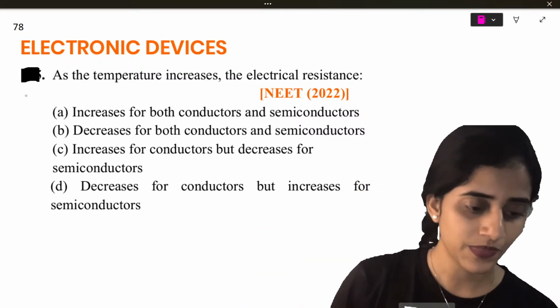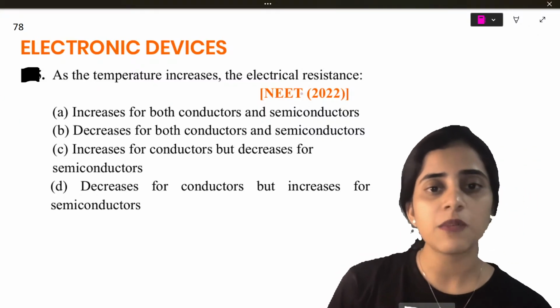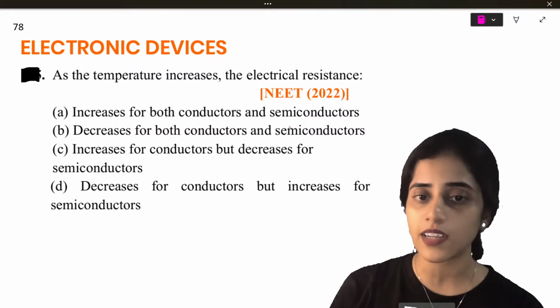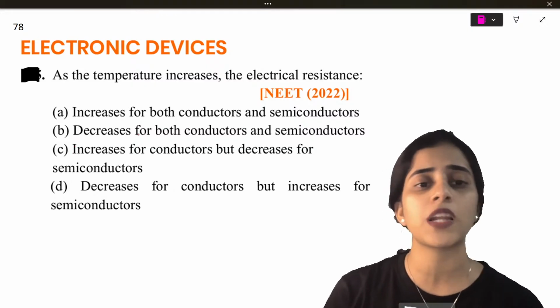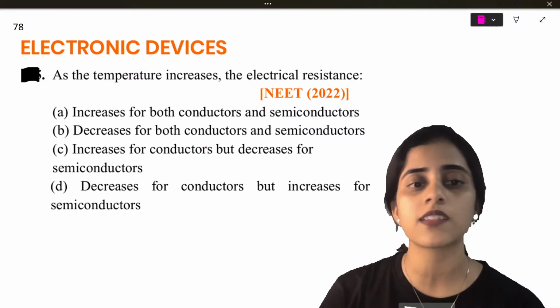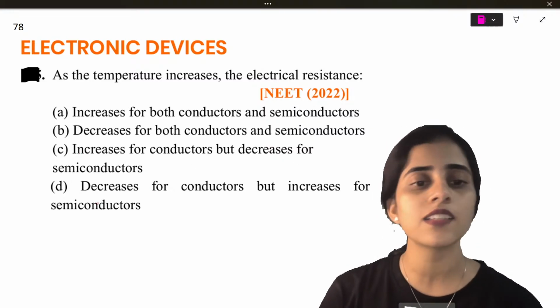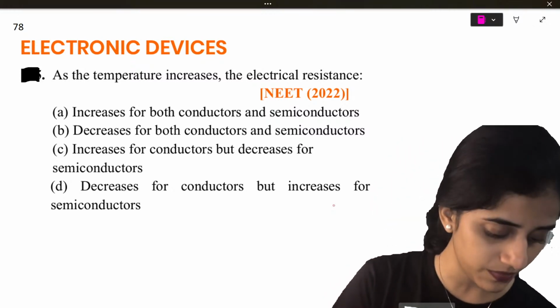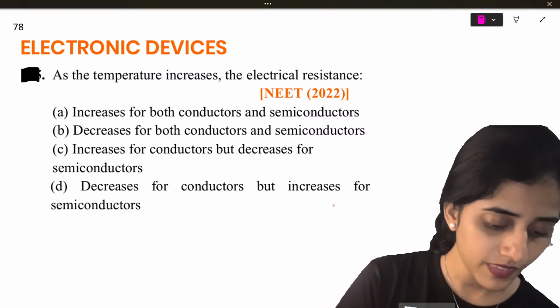Very good students. As the temperature increases, the electrical resistance increases for both conductors and semiconductors? Or decreases for both conductors and semiconductors? Increases for one, decreases for the other? What is the answer? I'm not going to tell you the answer. Quickly, we've done a similar question. What is the answer?